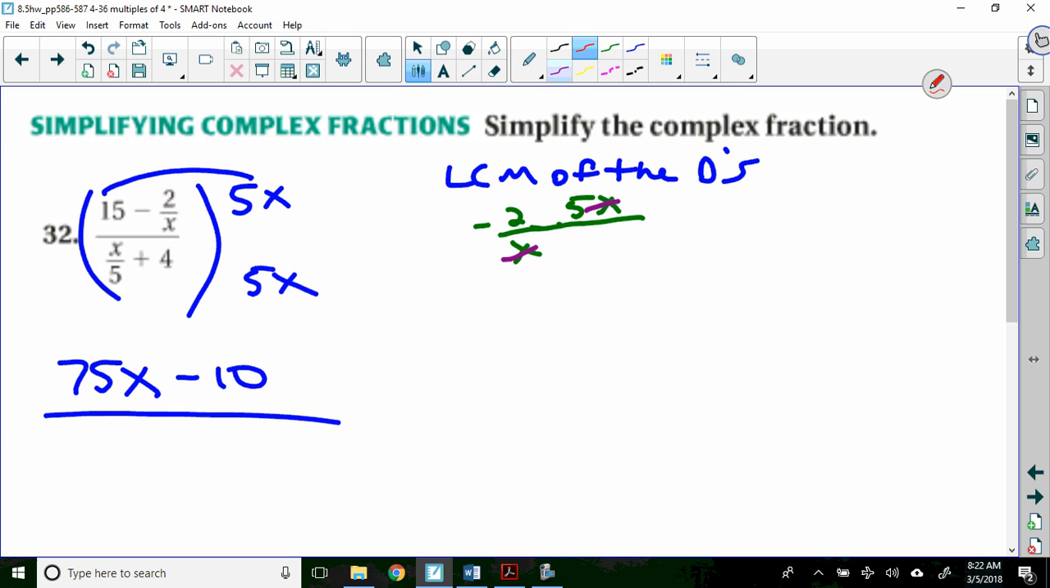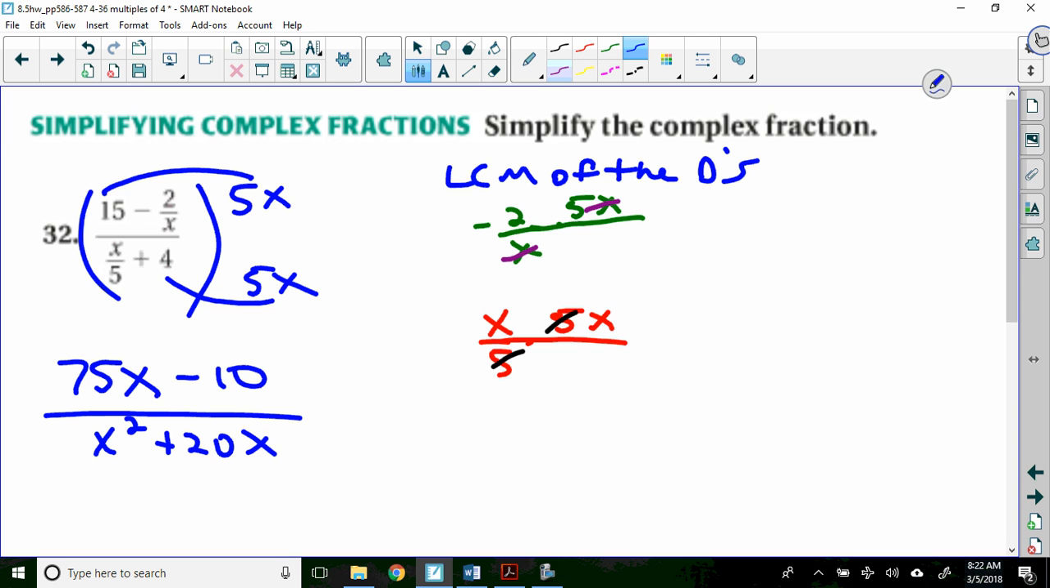So up first then, right here, I have x over 5, and I'm multiplying that by 5x. So does anything there cancel? The 5s. The 5 cancels the 5. So what that's going to leave then is x times x, or x squared. And then we have this 5x times 4. What's that? 20x. Good. So that's 20x.